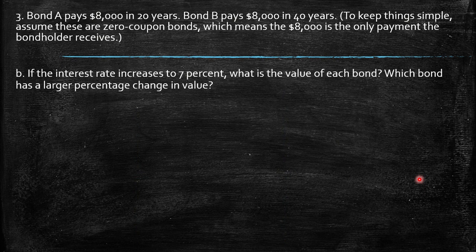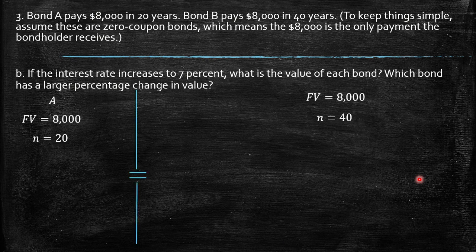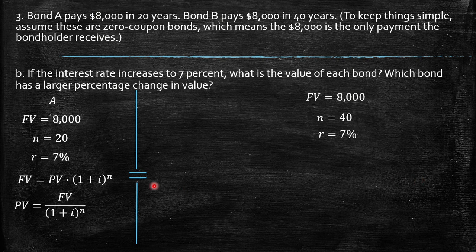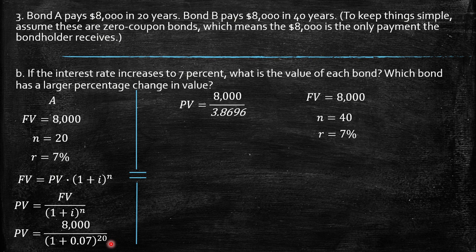B. If the interest rate increases to 7%, what is the value of each bond? Which bond has a larger percentage change in value? So here we have the bond A and here the bond B. Now we have a different interest rate, which is 7%. You have exactly the same formula. You just replace, instead of computing by 3.5%, you compute by 7%. And then you have this factor of discount, which is naturally higher because of the increase of the interest rate. So then the present value of bond A should be this one.